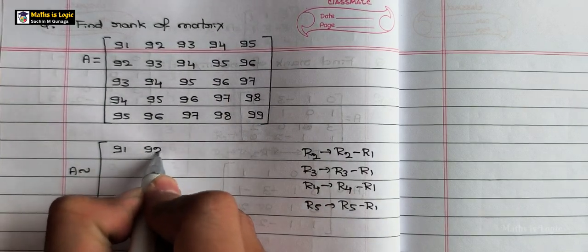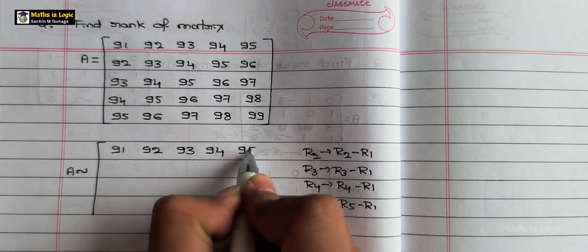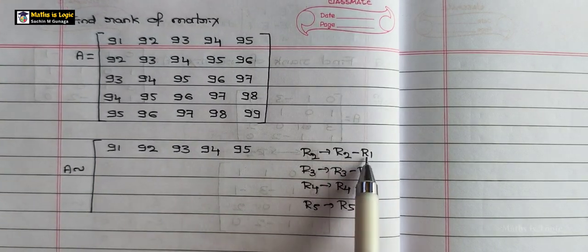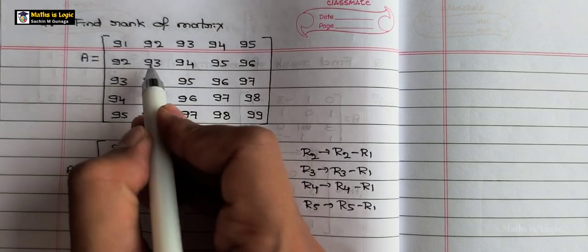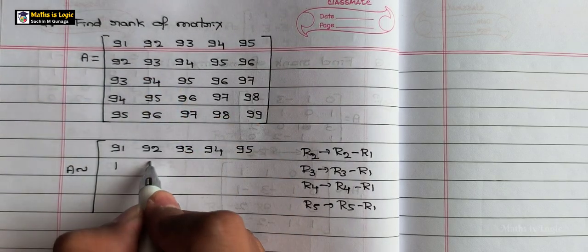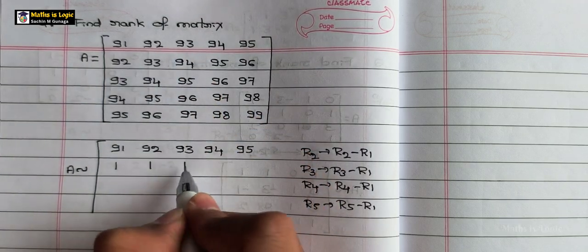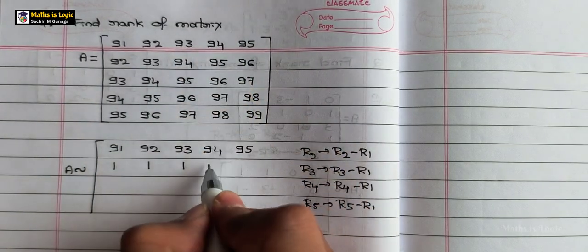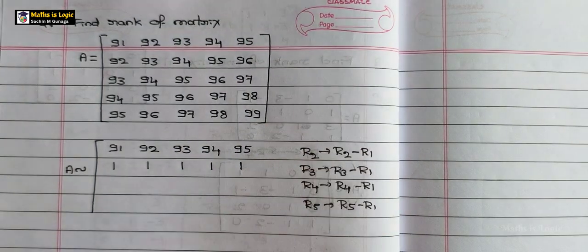91, 92, 93, 94, 95. Second, we are changing R2 minus R1. 92 minus 91 is 1. 93 minus 92 is 1. 94 minus 93 is 1. 95 minus 94 is also 1. 96 minus 95 is also 1.